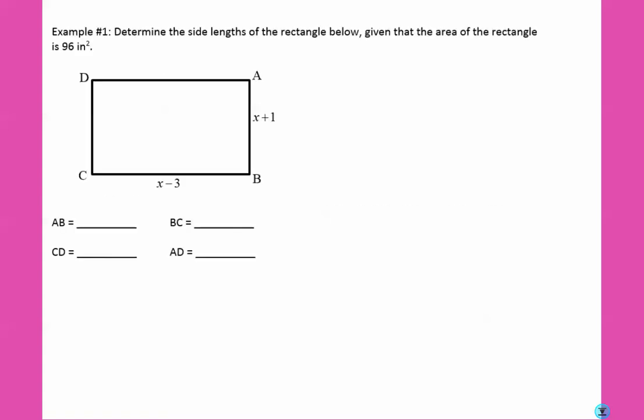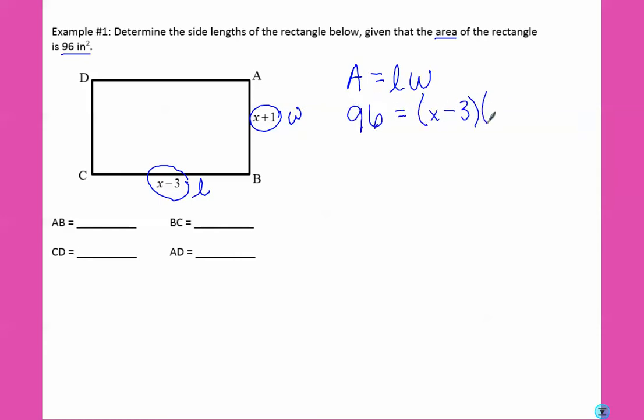So in our first example, determine the side lengths of the rectangle below given that the area of the rectangle is 96 inches squared. Now you can either look it up on your formula sheet or you might remember that the area of a rectangle equals the length times the width. Here's our length. Here's our width. Our area we know is 96. Our length is x minus 3. And our width is x plus 1.